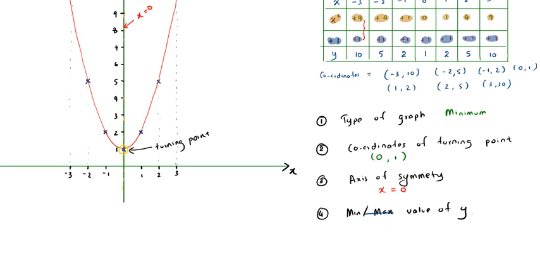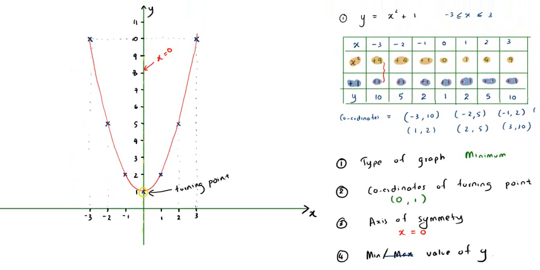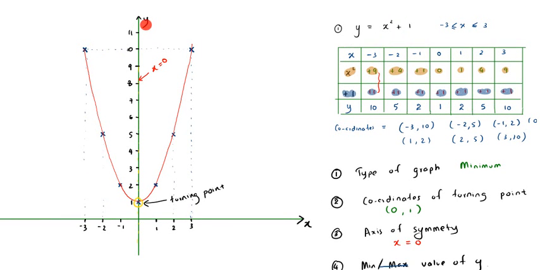What's the minimum value of y? You go to your y-axis. Because it's a minimum graph, you have a minimum y value, so come down to the minimum y value. What's the smallest y value that you can go in your graph? You can see it's 1. The graph doesn't go below this 1. So your minimum y value is 1.